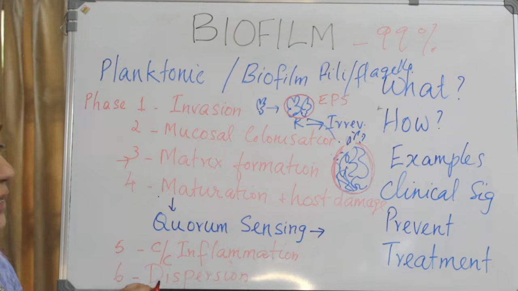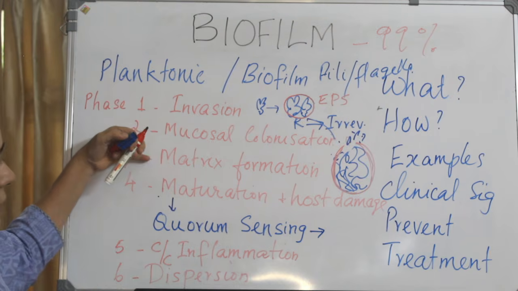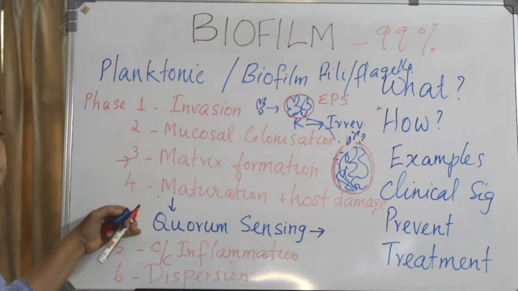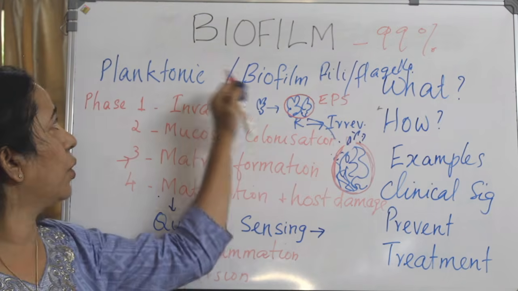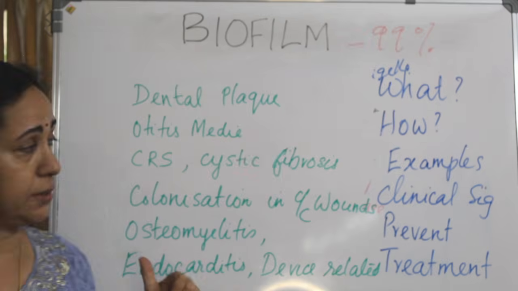There are 6 stages, starting from invasion, mucosal colonization, matrix formation by an EPS, then maturation by means of quorum sensing, chronic inflammation, and then dispersion of the free floating bacteria. All these are examples of biofilms in medicine.